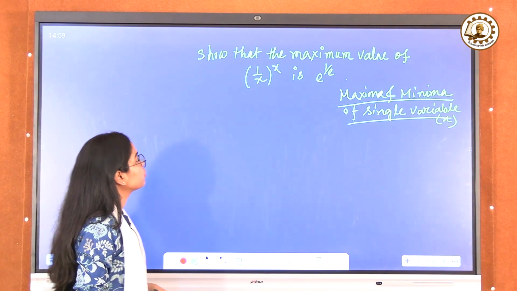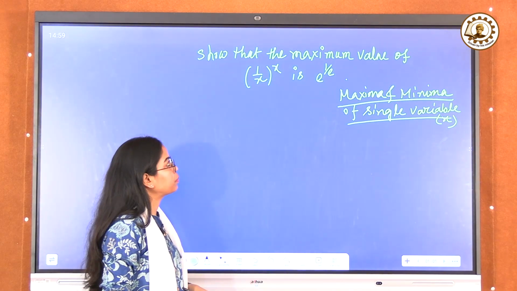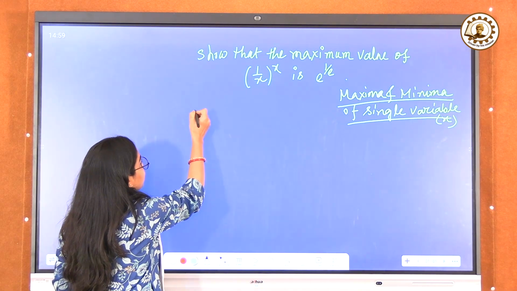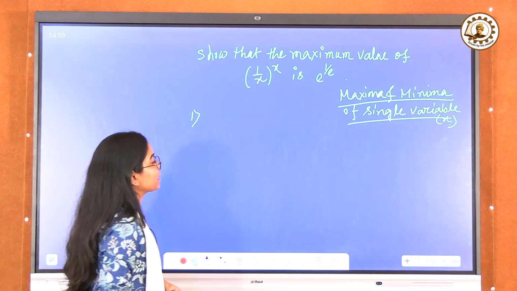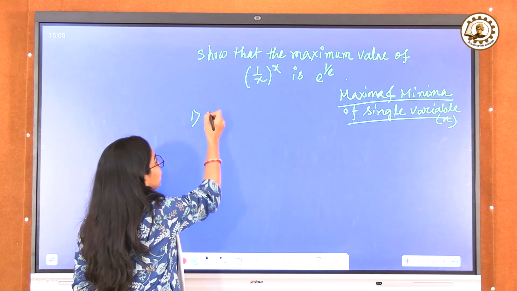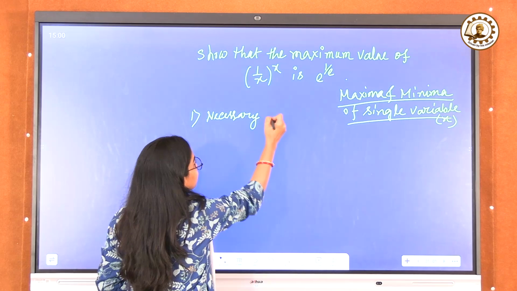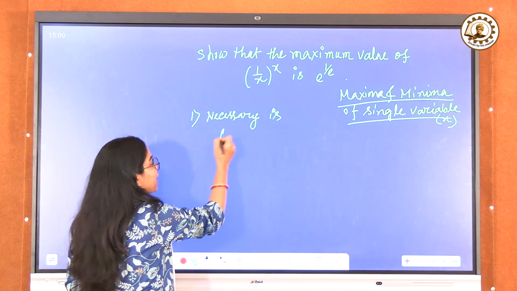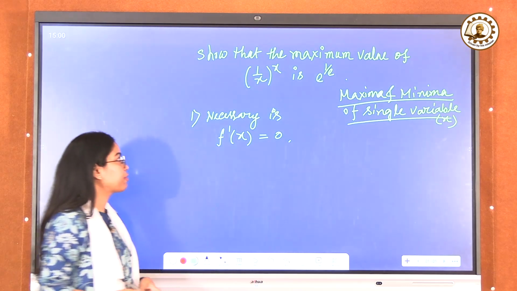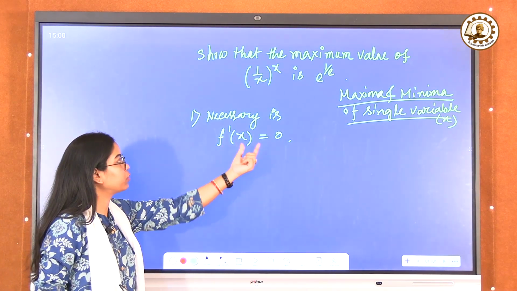Show that the maximum value of the function (1/x)^x is e^(1/e). For proving that, first of all, what is the necessary condition of a function to be maxima or minima? The necessary condition is f'(x) = 0. Suppose f(x) is our function and the first order derivative of the function will be 0.